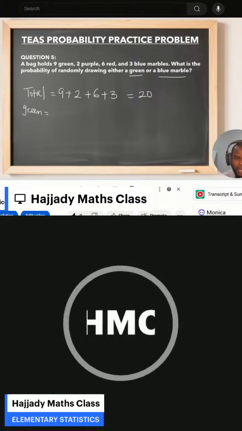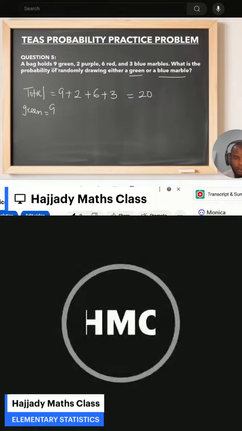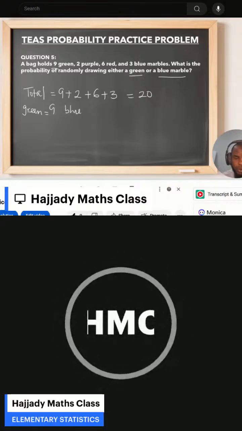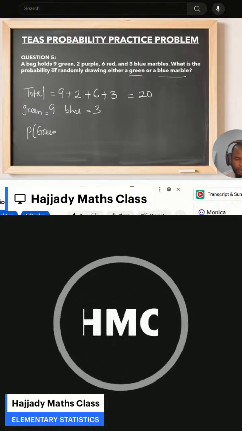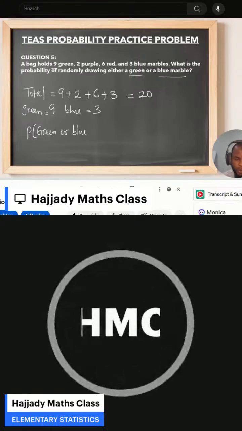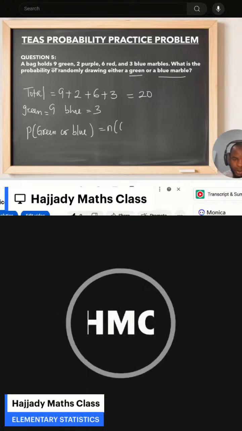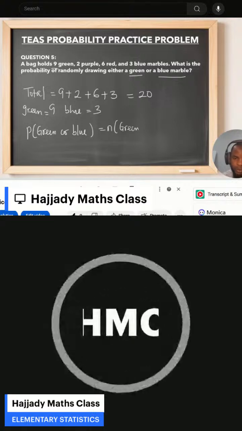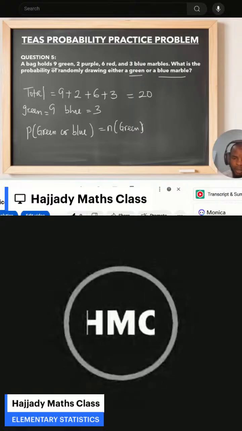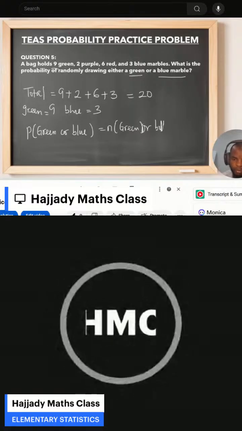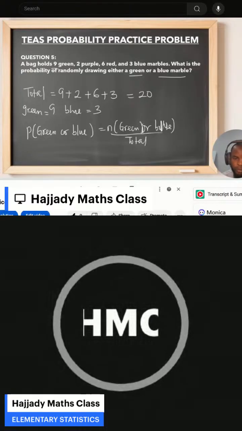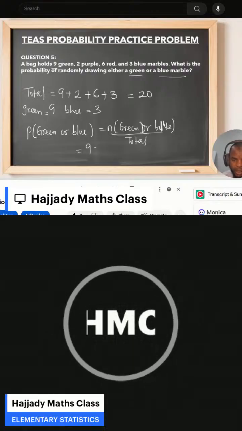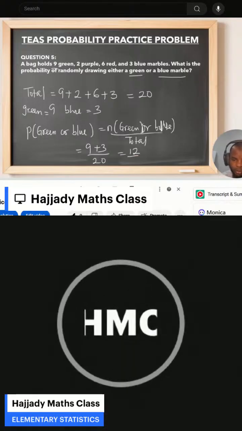For the green, we have our green to be 9. And we have our blue to be 3. So the probability of drawing the green or blue, using the same approach, is just going to be the number of green or blue over total. So green is 9. I told you or means addition, plus 3 over 20. And this is going to be 12 over 20.